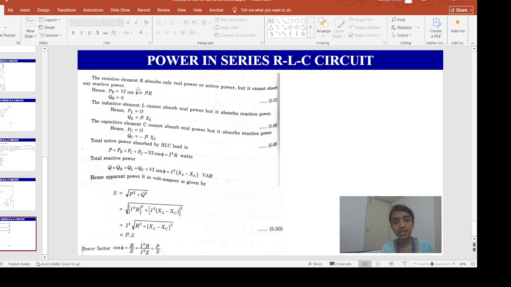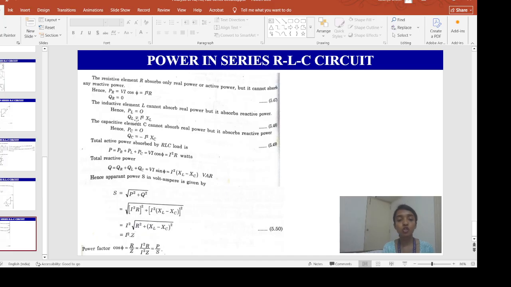Now, the power consumed by the resistive element is the true power or active power. It cannot consume any reactive power. So PR will be VI cos phi or I square R. Reactive power consumed by the resistive component is 0. The inductive element, what does it do? It can't consume any active power or real power. It will only consume the reactive power.